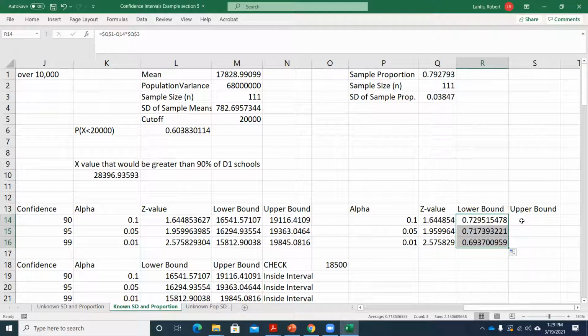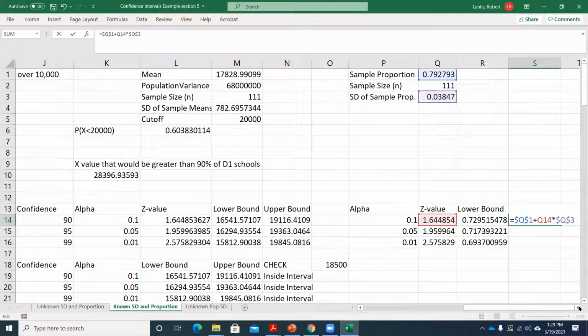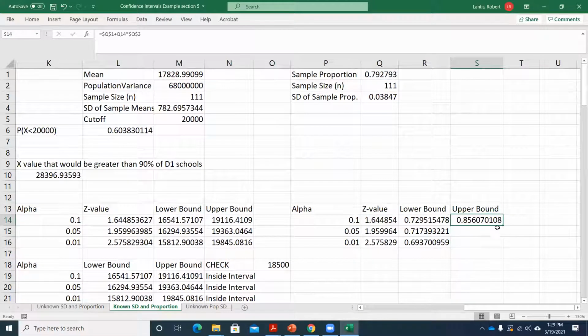Okay? For the upper bound, probably the easiest way to do this is to double click on the cell where you had the lower bound, and you just want to copy this formula. I'll hit enter to get out of there. Paste it, because the upper bound is the exact same thing as the lower bound. It's just that instead of subtracting the margin of error, I add it. So once I change that, now I can copy this one down, and I'm done.